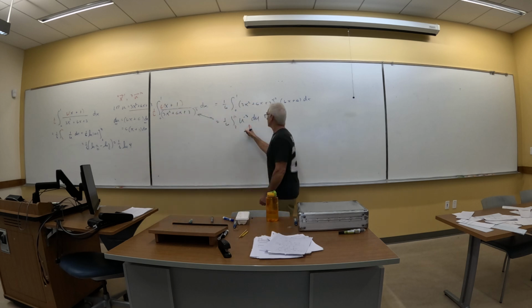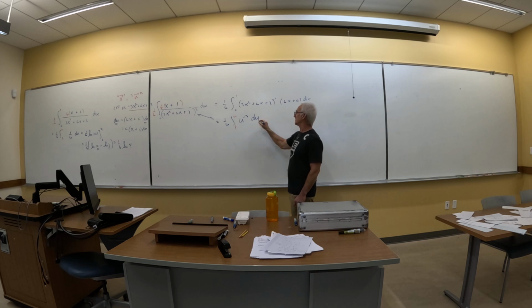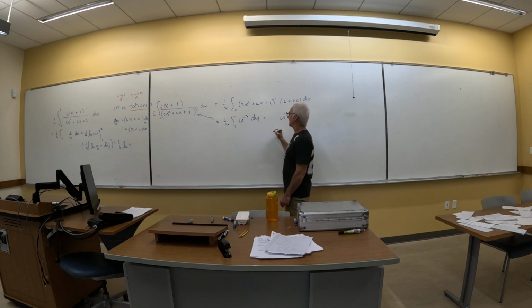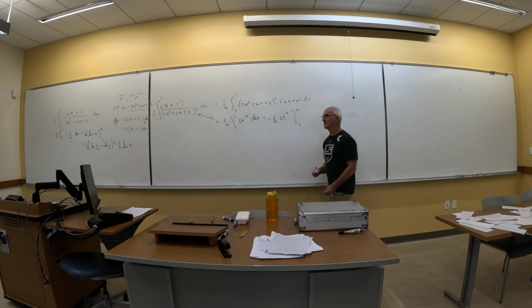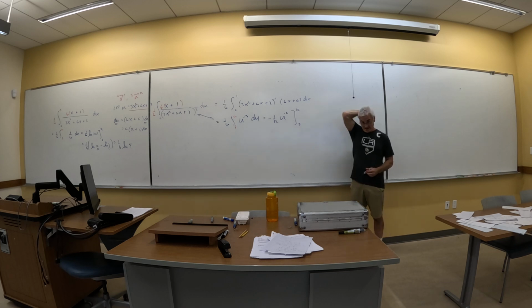Now, what's the antiderivative of this? U to what power? -2. -2 over negative, so times 1 over -2, so negative 1 over u. Oh, yeah. So far, so good? Yeah.